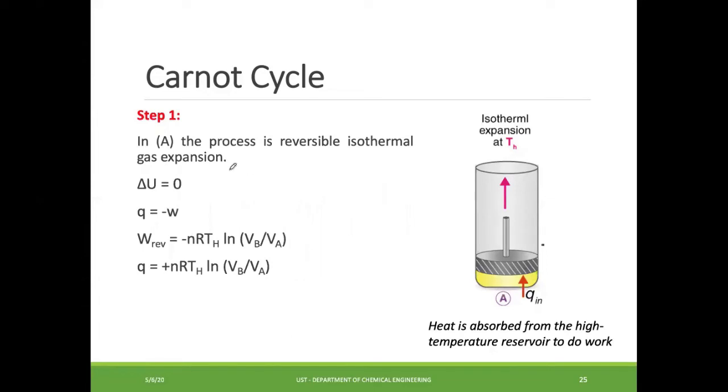Now, in terms of equations, recall that for reversible isothermal gas expansion, delta U is equal to 0, and Q is equal to negative W. Reversible work is negative nRTH ln(VB over VA). Thus, Q is equal to positive nRTH ln(VB over VA).